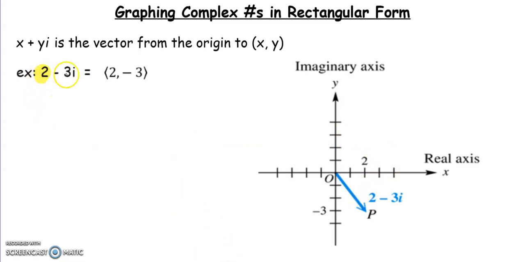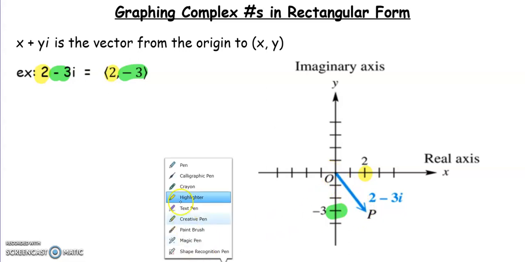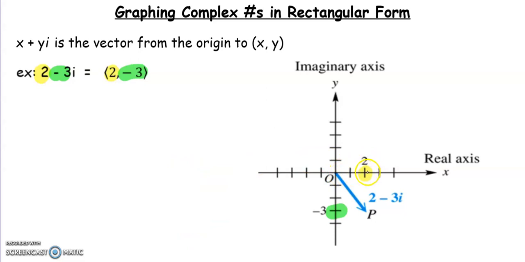So we can see here my real value on this vector is a 2. So on the real axis, we're going to go over 2. And then my imaginary portion is -3, which means we're going to go down 3. The magnitude is going to be the length of this vector, and the direction this vector travels is 2 to the right and 3 down.